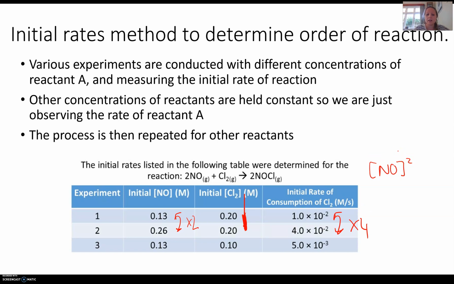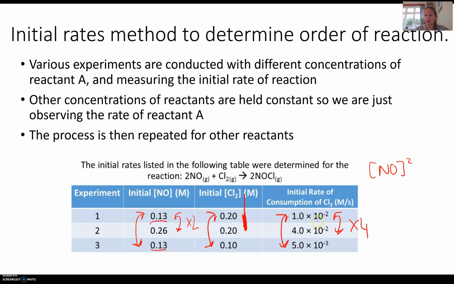Okay, so now we have to find the experiments where NO is kept constant and we can observe the changes to Cl2. This time we're comparing experiments 1 and 3 because they're constant, and we look at what happens. Here you can see that the concentration of Cl2 is halved. When we look at the rate difference, we can see that it's also been halved.